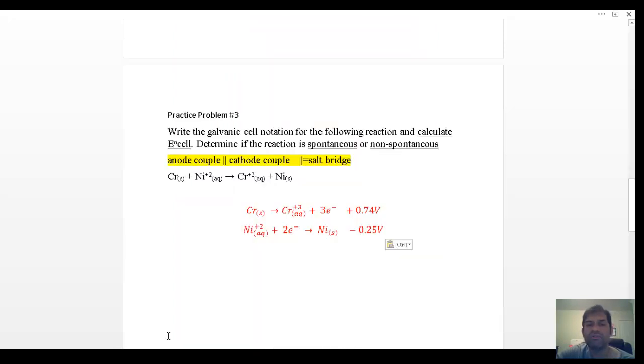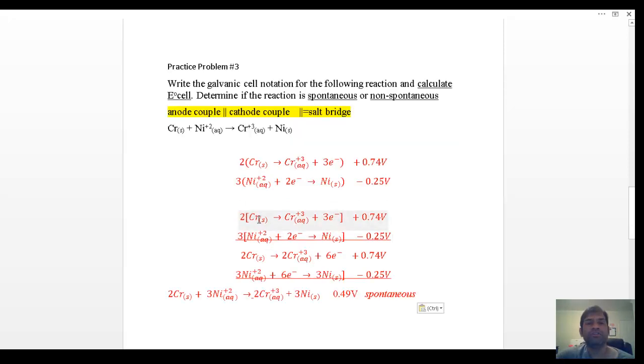Like our previous problem, to cancel out the electrons, I'm going to multiply. This is a 6 electron transfer reaction. So multiplying the top one by 2 and the bottom one by 3, the 6 electrons on the top side cancel out with the 6 electrons on the bottom side. The voltages stay the same. We'll add them up. I'm getting about 0.494 volts. It's spontaneous.